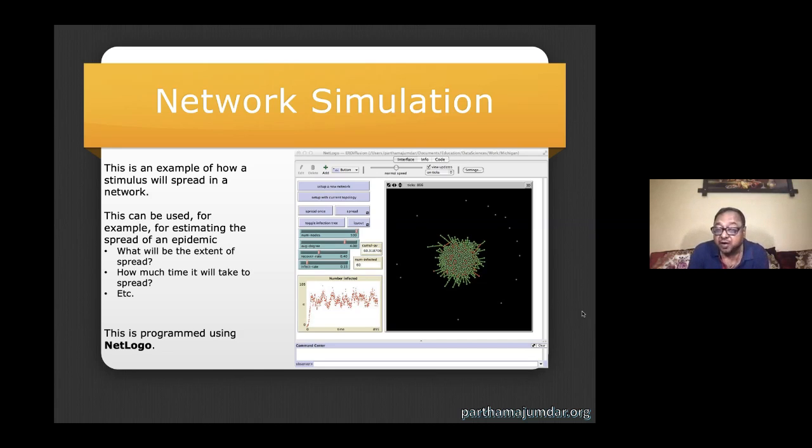There are various tools for it. One of the tools I'm displaying to you is known as NetLogo. You can plant any network, and then you can apply various parameters on which you want to see the simulation of the network, how it will spread, how much it will spread, where it will spread, and then you can study the various statistics based on those parameters.